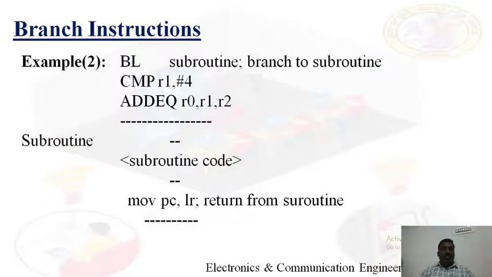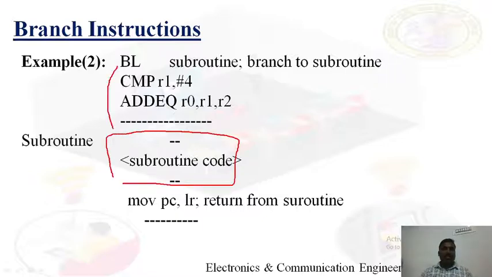See here in the BL instruction, branch with link. Whenever the branch with link instruction is executed, the branch takes place to this subroutine address. Then after the completion of this subroutine, because the branch was taken to this address, the last instruction should be move PC comma LR.